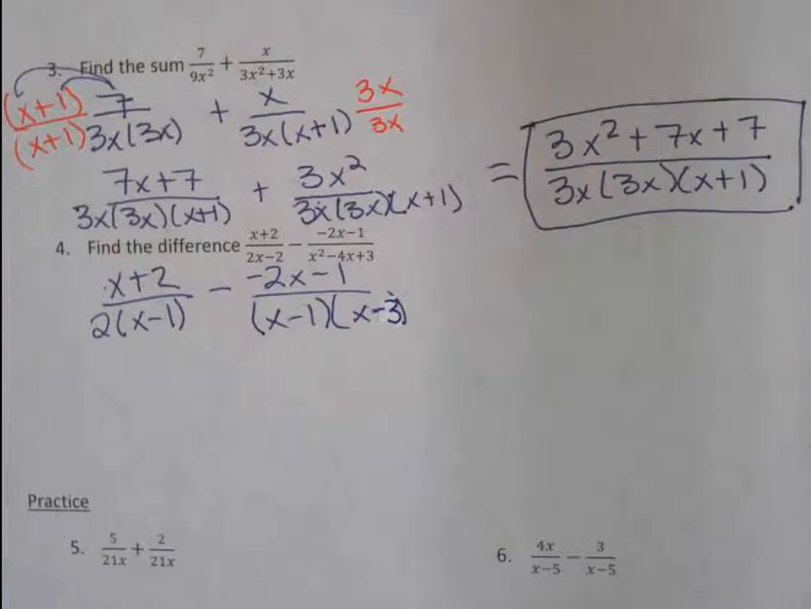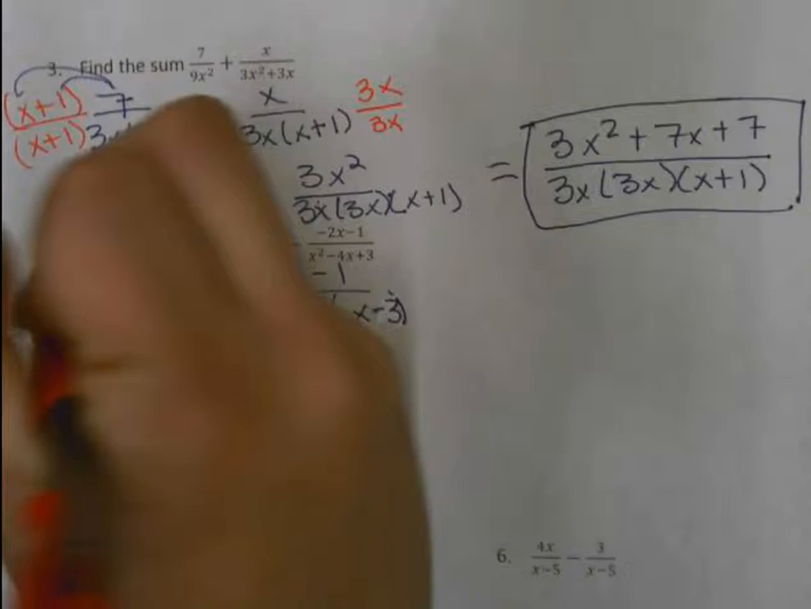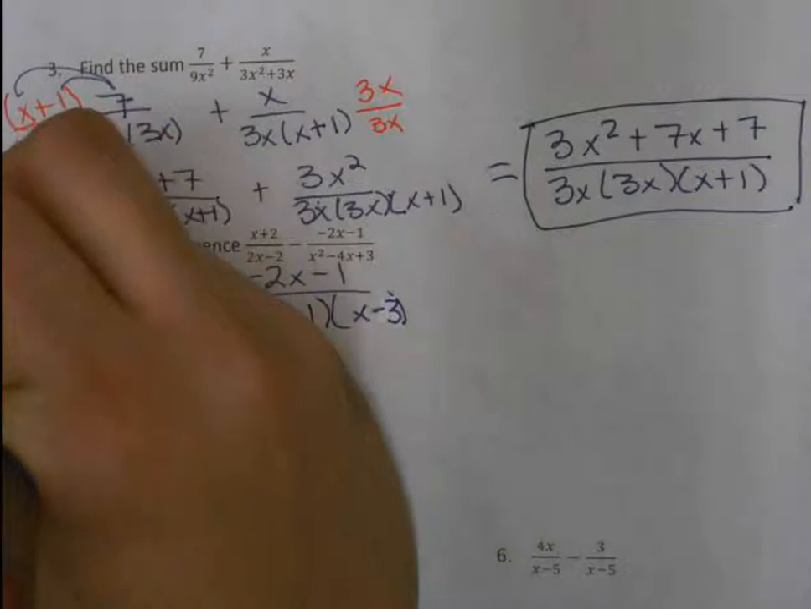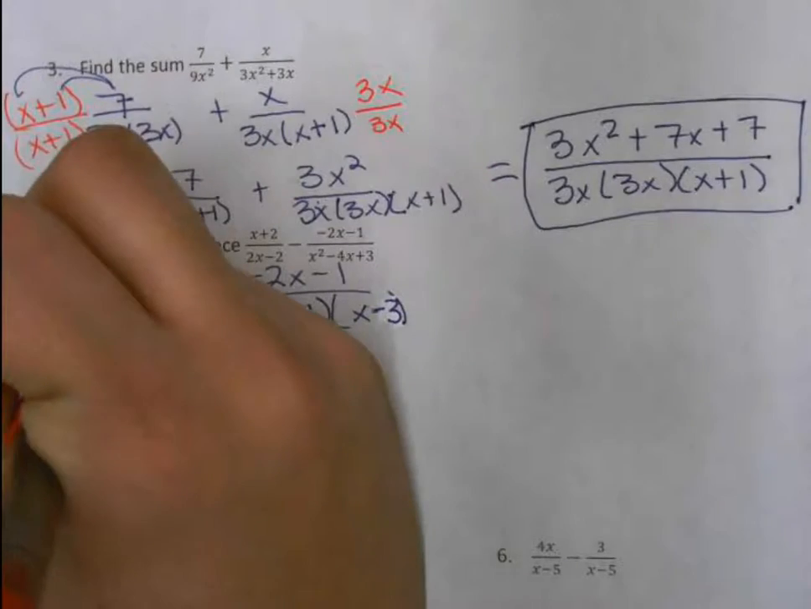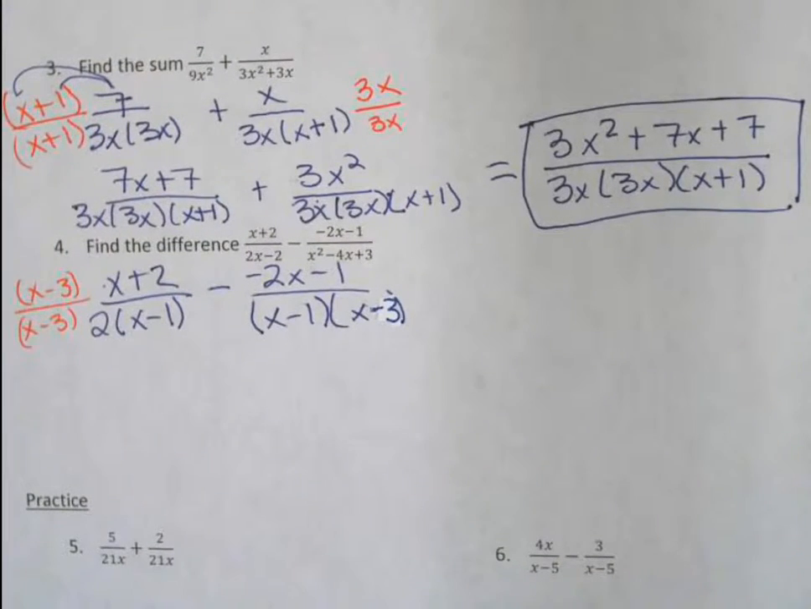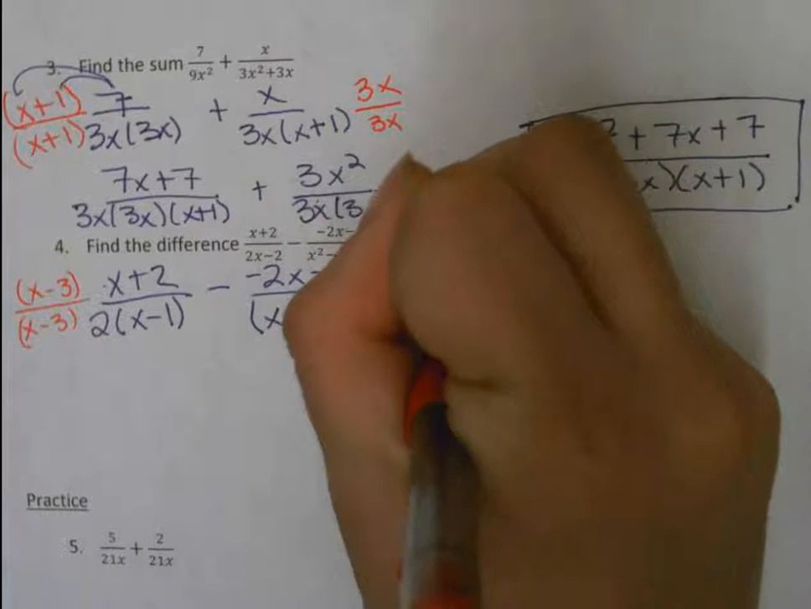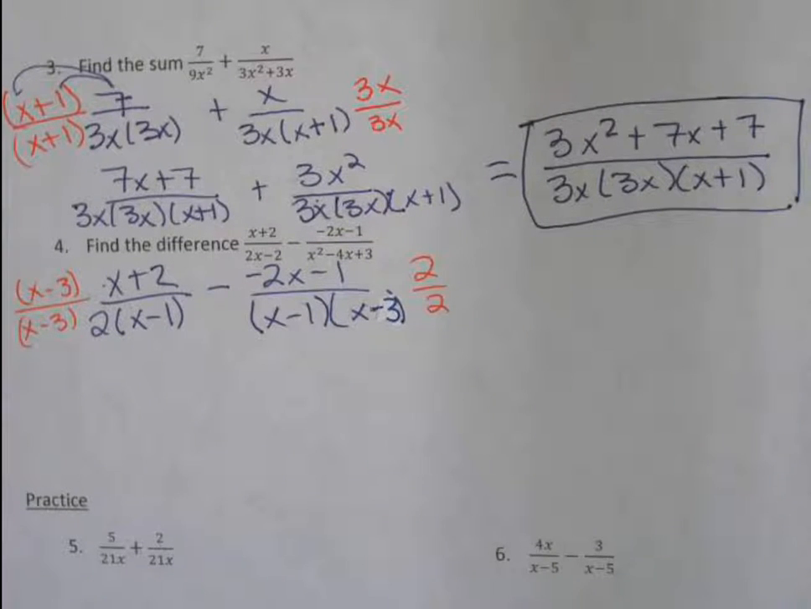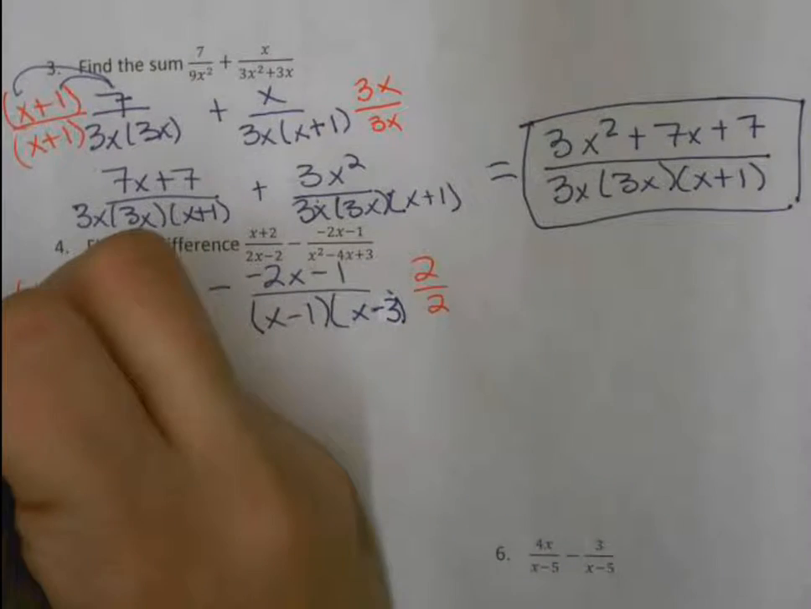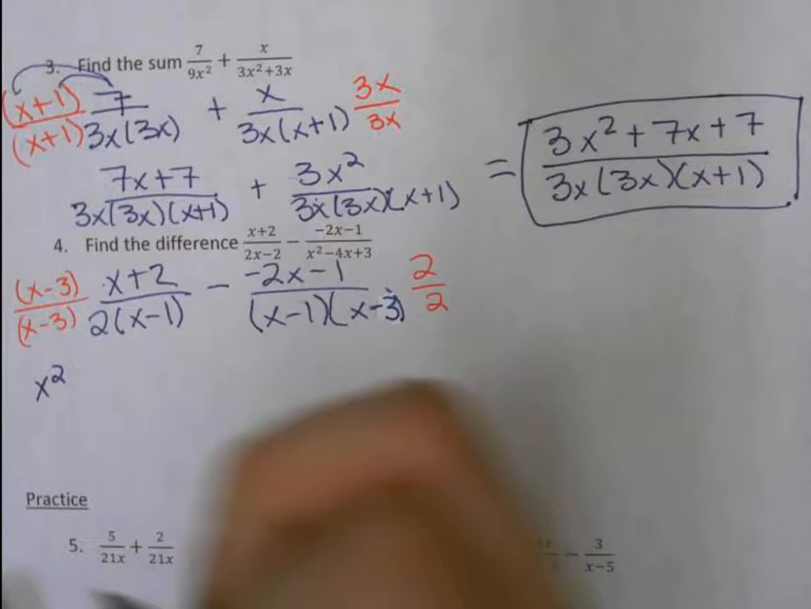Okay, so what do I need to multiply the first one by? X minus 3. And what do I need to multiply the second one by? 2. So on the first one, when I multiply, what do I get on my numerator? No.